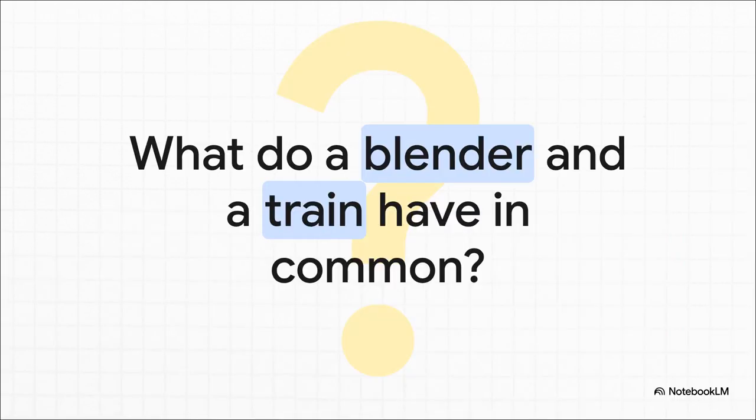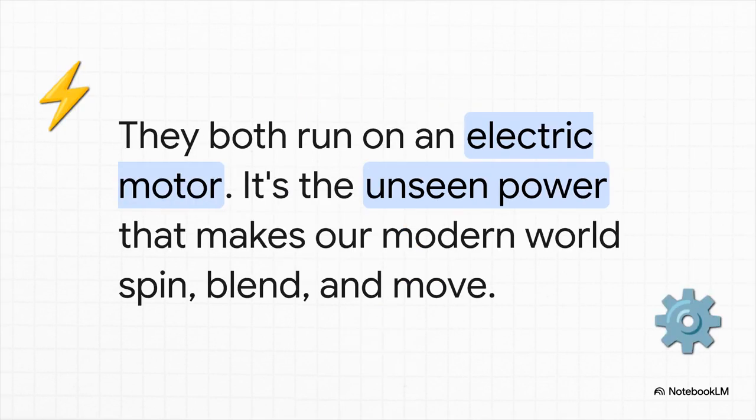All right, let's just jump right in with a fun little question for you. Think about your kitchen blender. And now, think about a super high-speed train. I mean, what on earth could those two possibly have in common? You guessed it, it's the electric motor. Yep, that's the hidden hero in both of them. It's this unseen power that literally makes our modern world spin, blend, and move. So today, we're going to figure out how this incredible invention actually works.